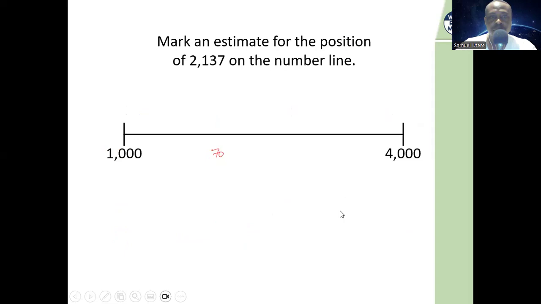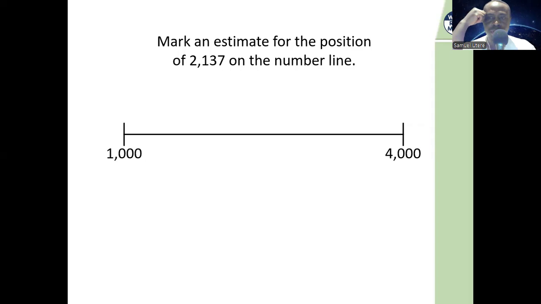Here is another one. If we asked, where would you mark an estimate for the position of 2137 on the number line? Take note of the word estimate. It's not going to be exact, but it should be close enough for you to get the marks if you were doing this in a test. Here you have 1000 as the start of the number line and 4000. Have you noticed that this is quite different from the number lines we've been working with?